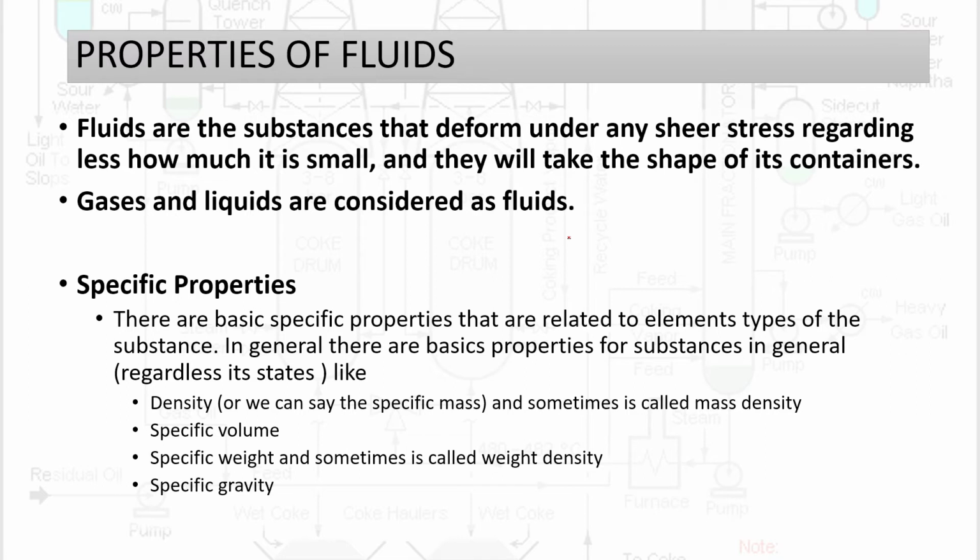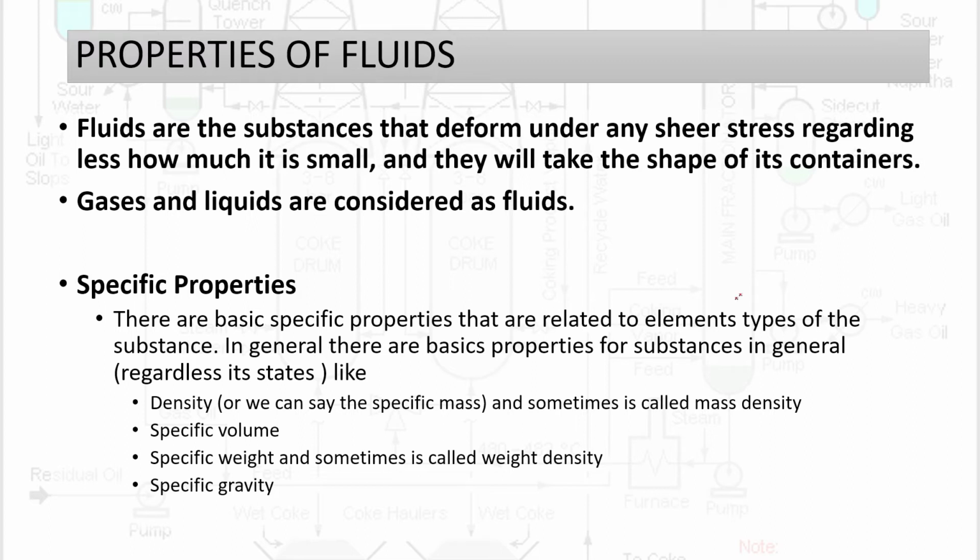طيب, there are properties they call specific properties، الخصائص الخاصة بالمادة. So these specific properties are related to the element types of the substance، يعتمد على نوعية العناصر الموجودة في المادة. In general there are basic properties for substances, like regarding the status. حتى المواد الصلبة نفس الشيء يعني، ليست فقط للفلويد يا شباب. Even for the solid, not only for liquids and gases or fluids, it also includes solids. We know these properties. I think most of us know these. Just go quickly through them.